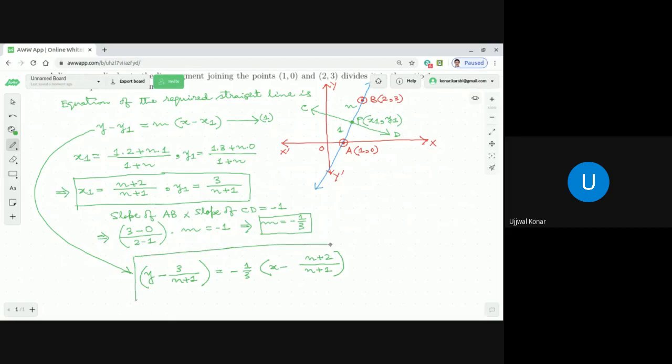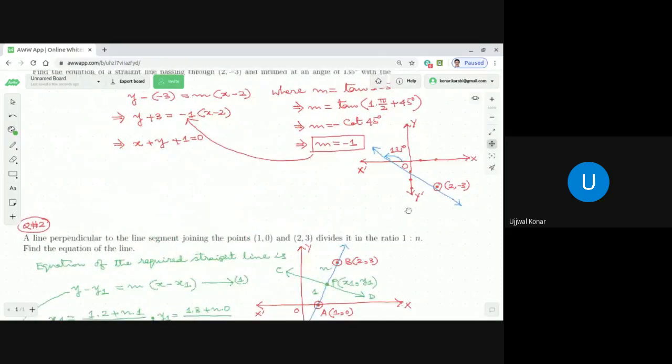But you get the idea of how to find the equation of the straight line, and before that, how to find the point through which that straight line is passing and its slope. It is not directly given, dear students. Okay, it is not directly given, it is indirectly given.